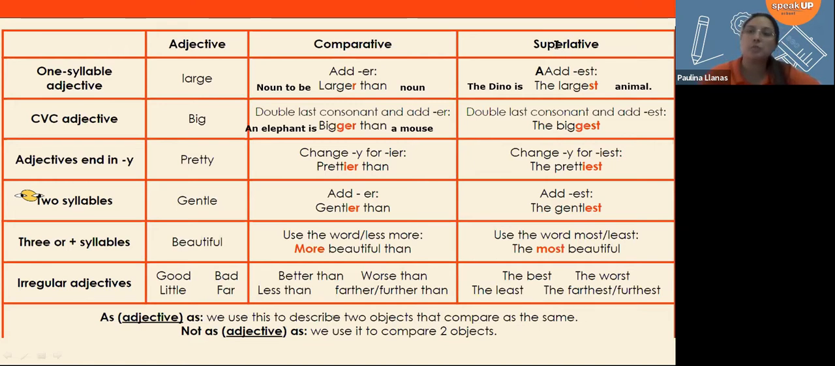That's when we use the superlative. The superlative is the same. When we have a CVC adjective, a consonant, vowel, consonant adjective like big, we also double the last consonant and then we add est. For example, here we have biggest: big, double consonant G, and then we add est.